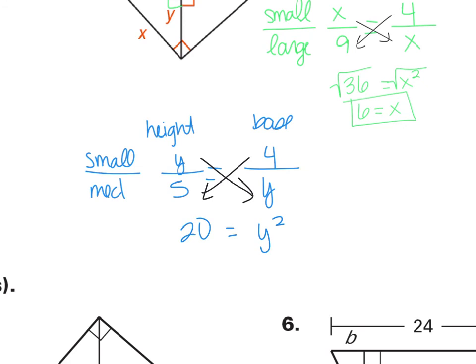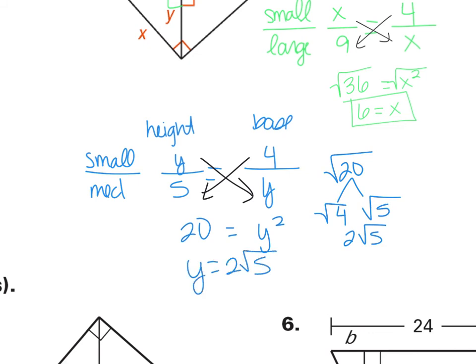Is 20 a perfect square? No, unfortunately it is not. So let's go ahead and break it up. What perfect square divides evenly into 20? Well, that would be 4, and 5 is the other one. So the square root of 4 is 2, so this becomes 2 square roots of 5. So y equals 2 square roots of 5, just like that.